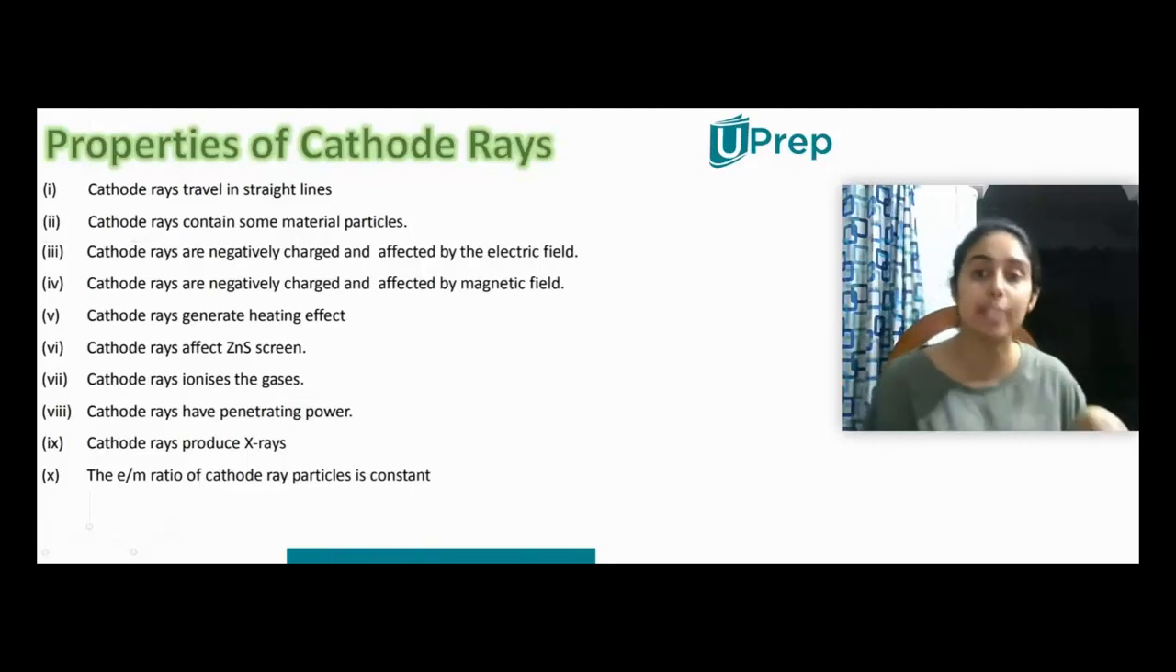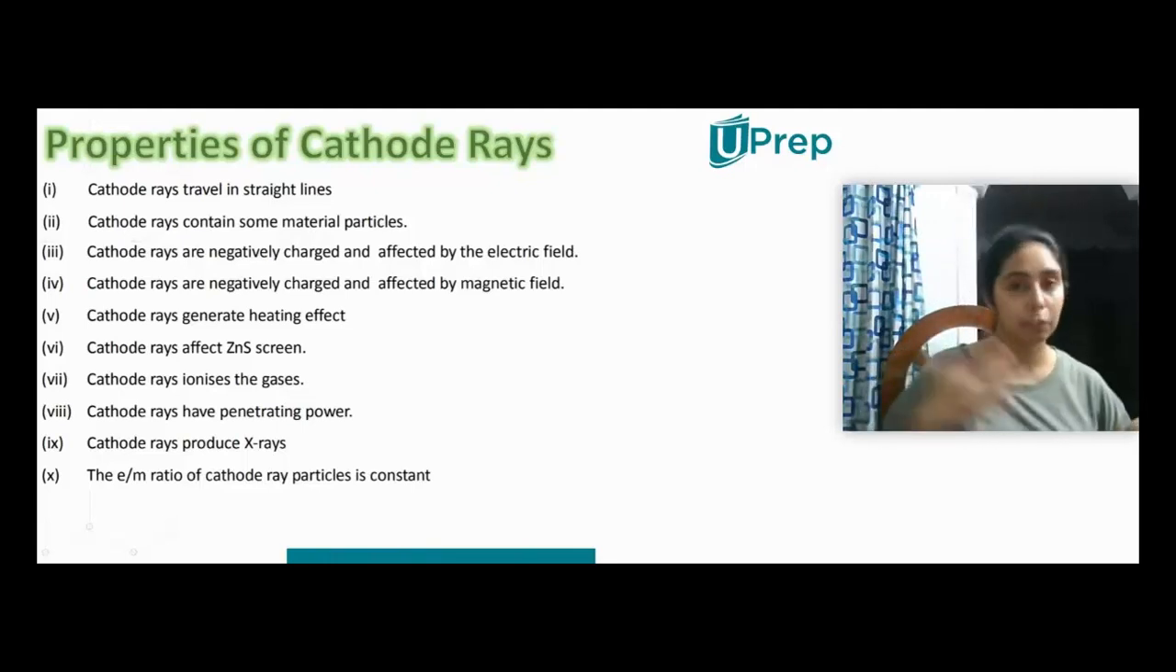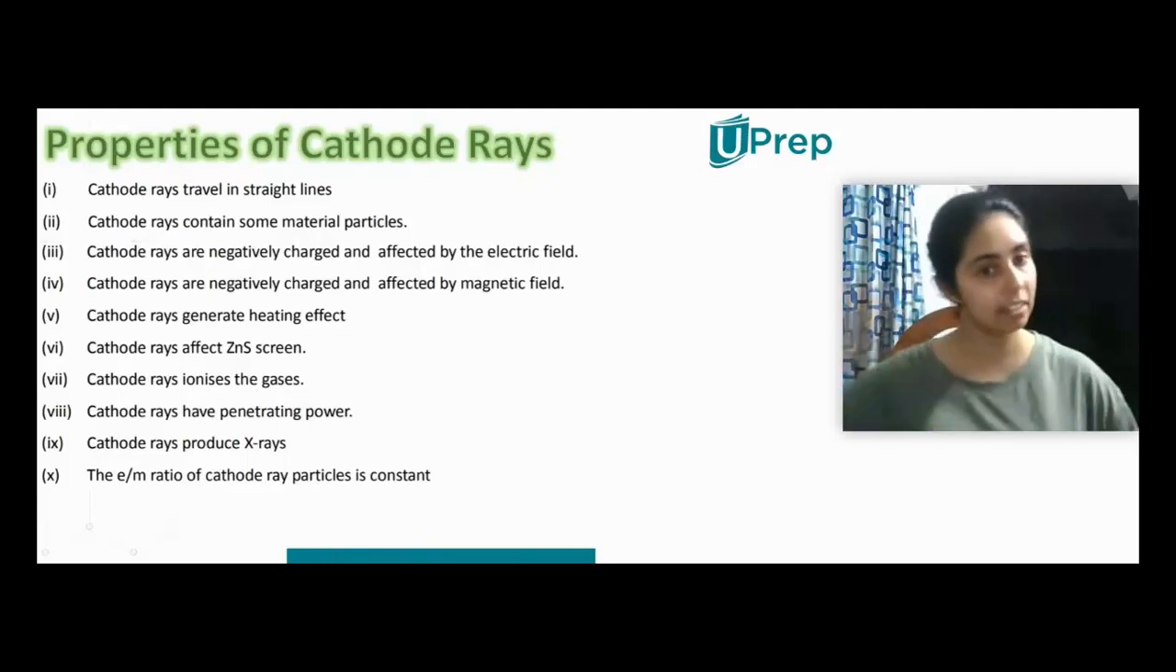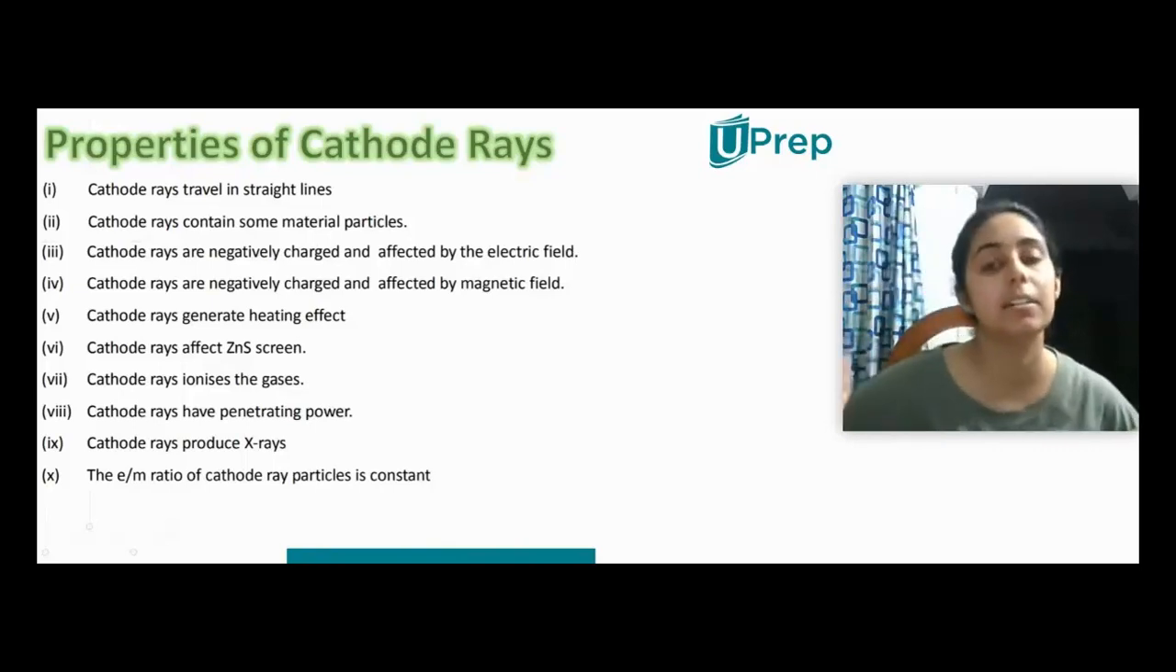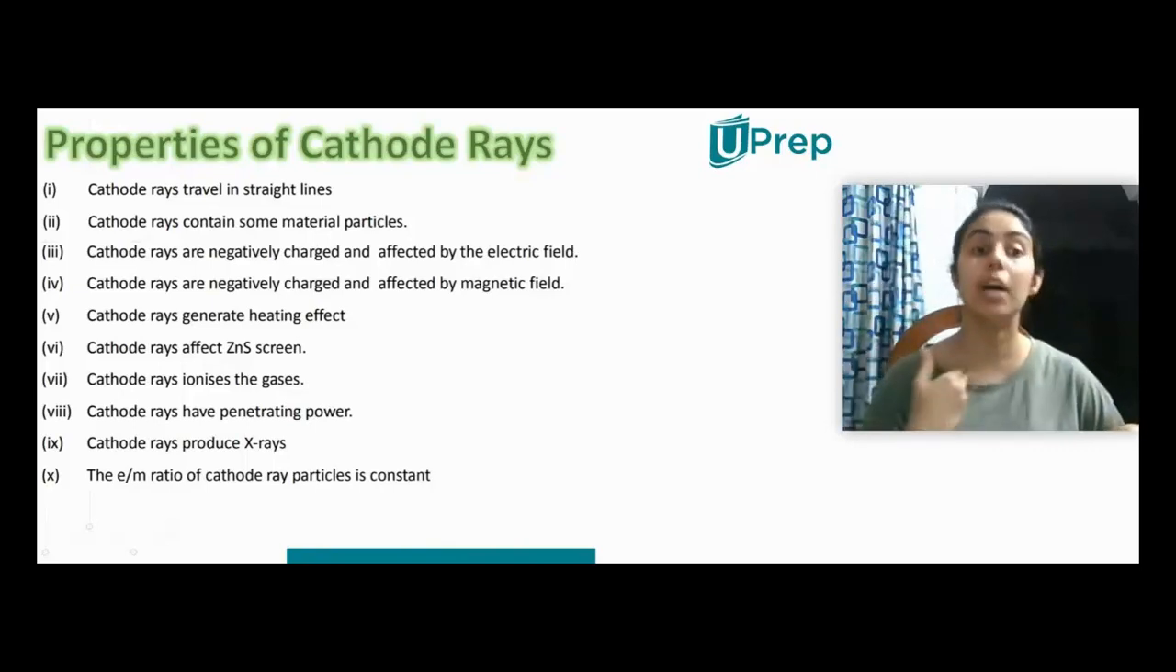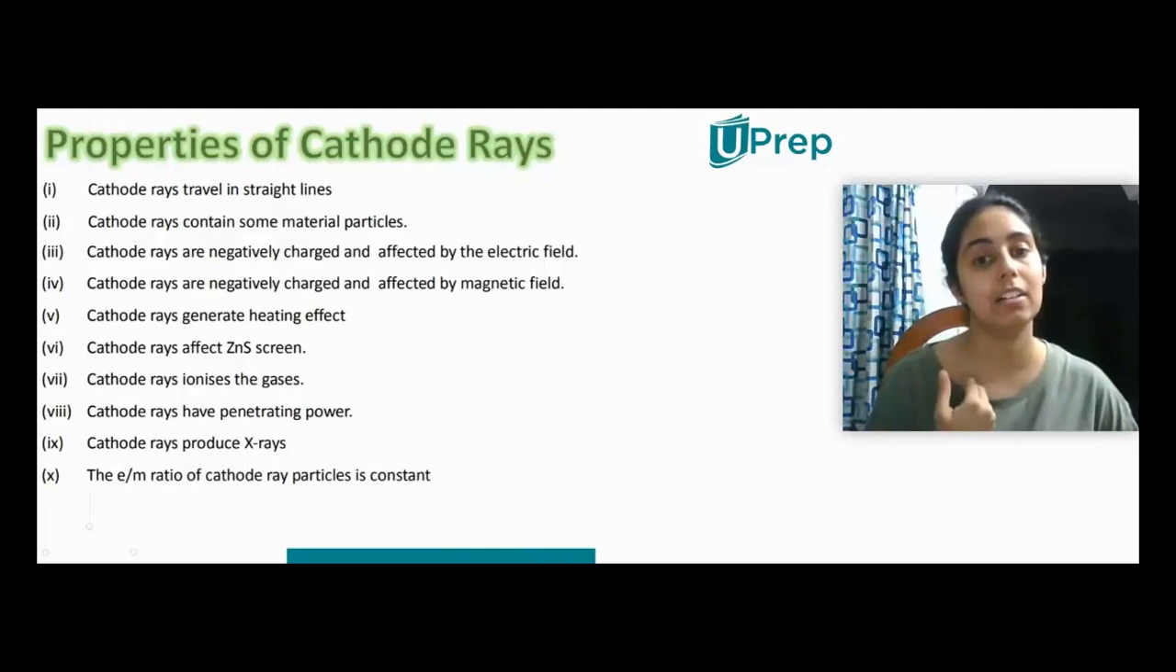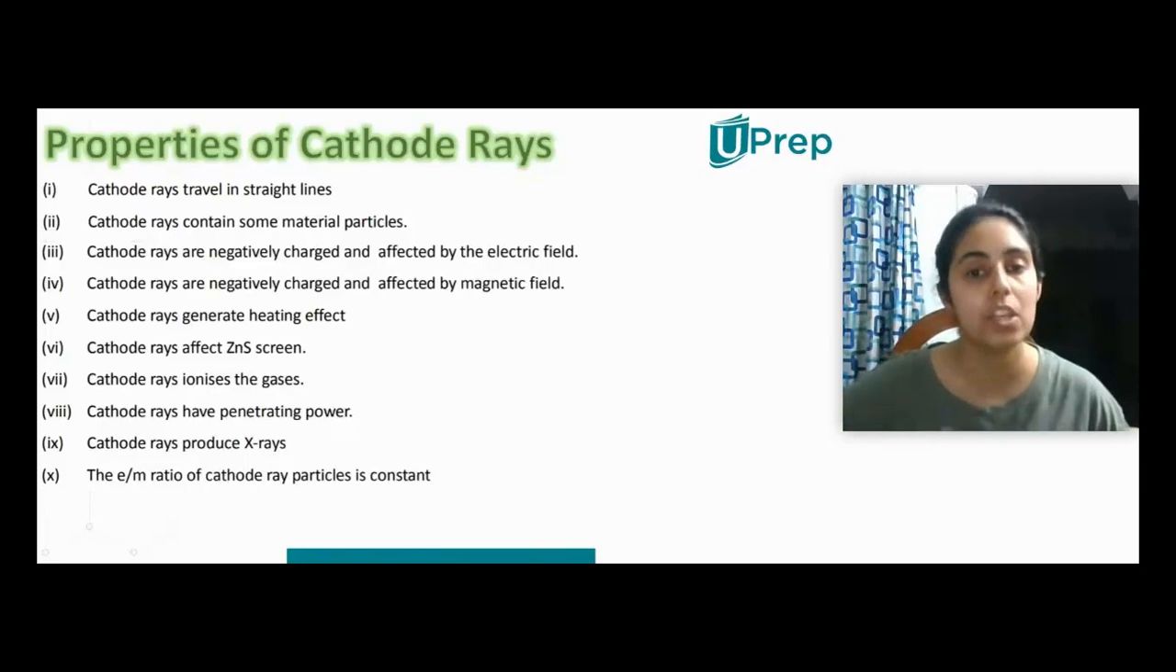Cathode rays produce X-rays, which is why, if you notice, X-rays are green in color. X-rays also penetrate through our bodies, though not through our bones, which is why we can get an image of our bones by passing X-rays through us. We can get pictures of our bones.